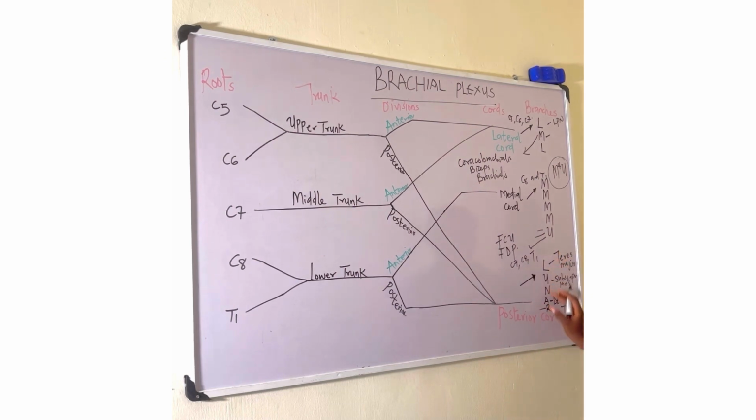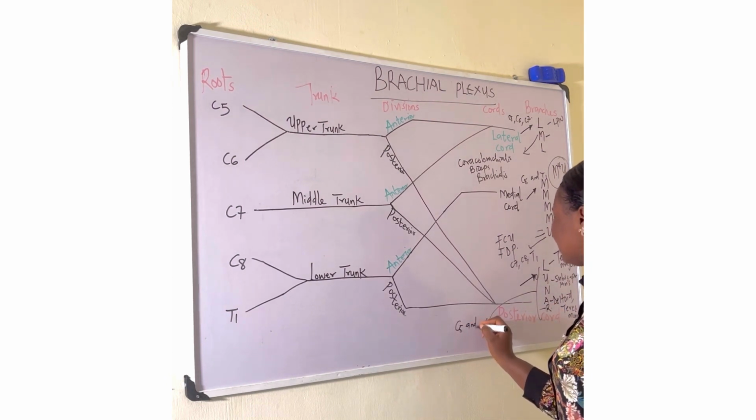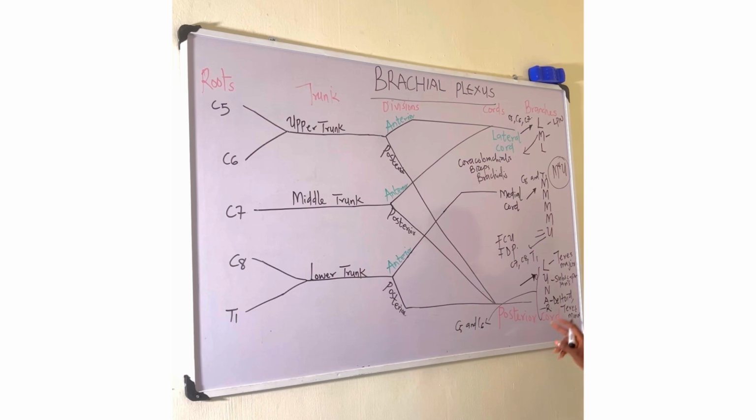Then the branches that are coming from the posterior cord have their root values as C5 and C6, but there is an exception. The radial nerve that has its root value from C5 to T1, and then the nerve to the latissimus dorsi, that's the thoracodorsal nerve, that has its root values from C6, C7, and C8. So these are the root values of the branches from the cords of the brachial plexus.